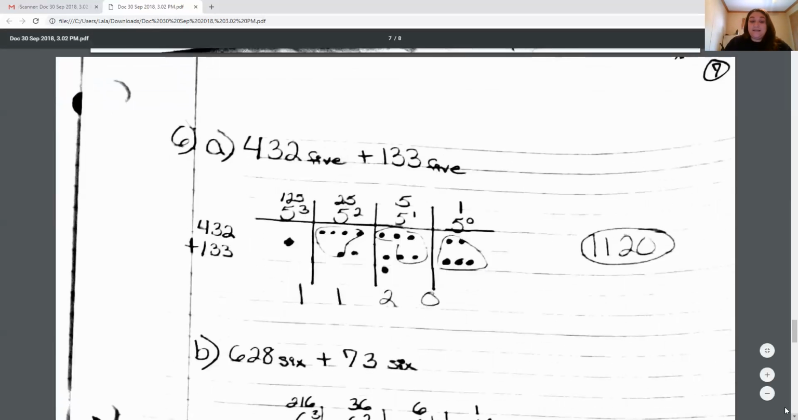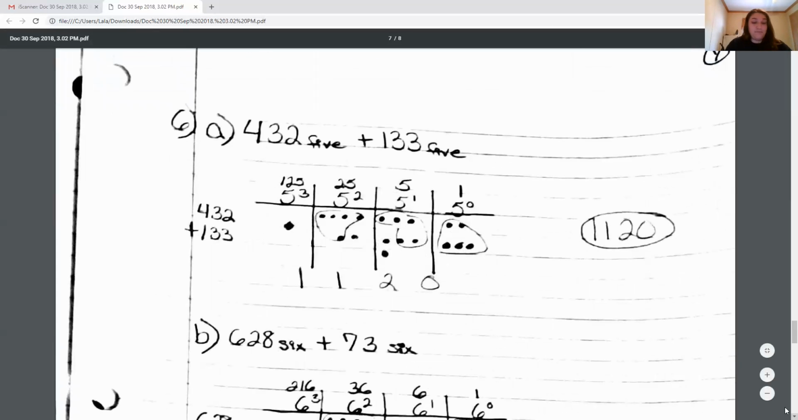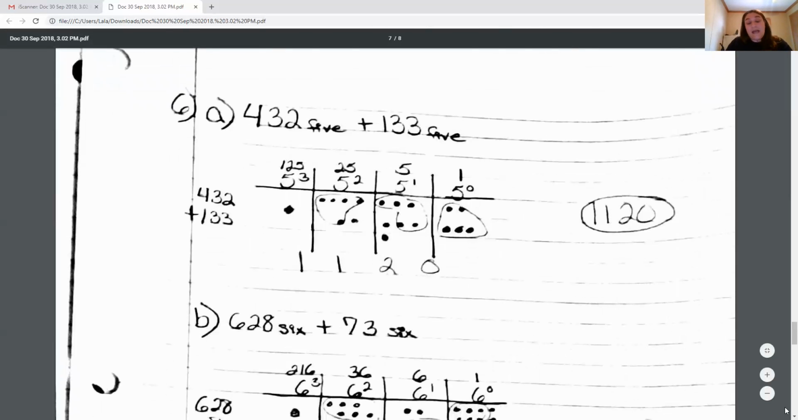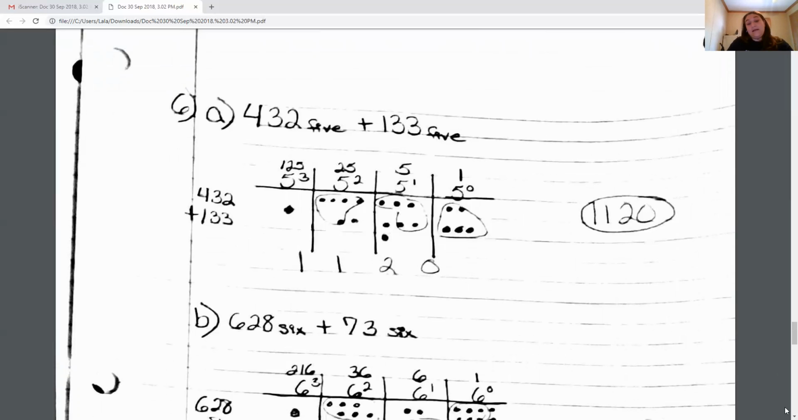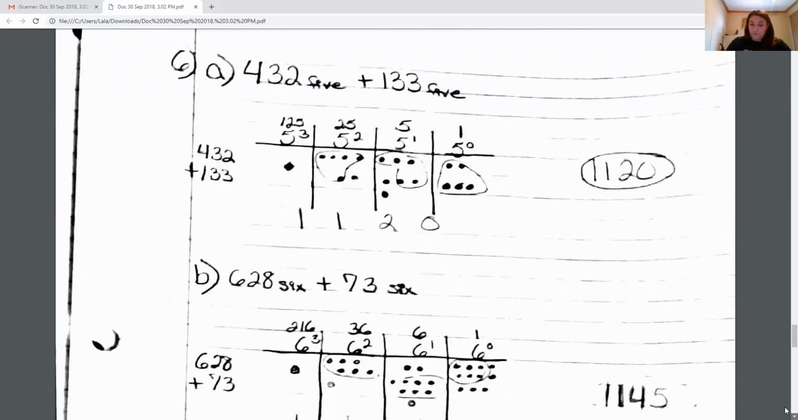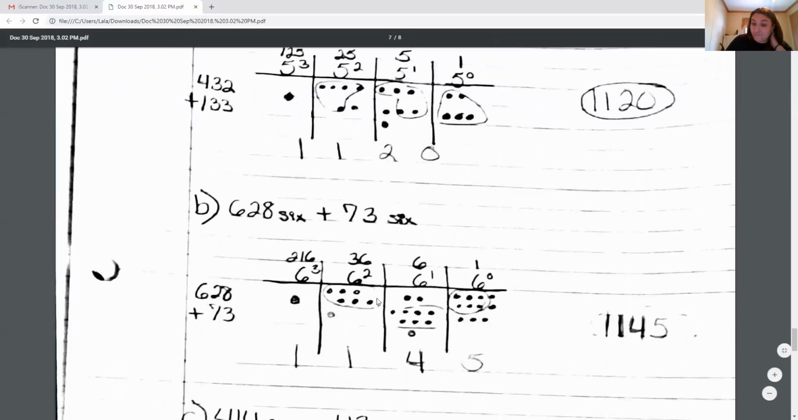This one is to the base of 6. It's just like we just did with the base of 5, but instead of doing 5 to the power of 1 or 5 to the power of 2, it's going to be with 6 to the powers, okay? So 628 to base 6 plus 73 to base 6. So we'll do the same thing we did above. 6 to the 0 power gives us 1.